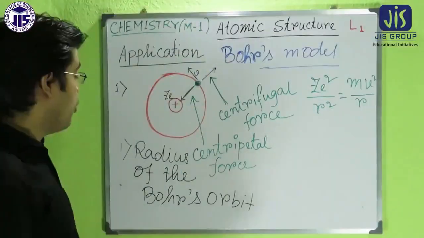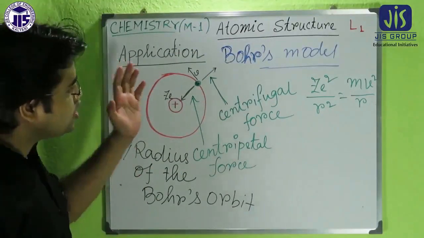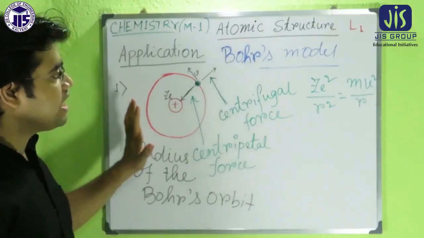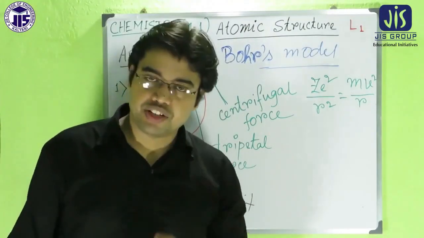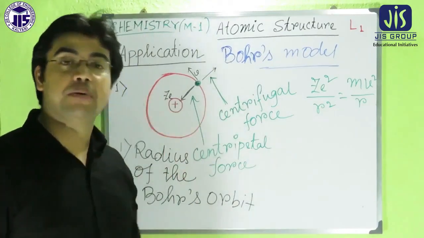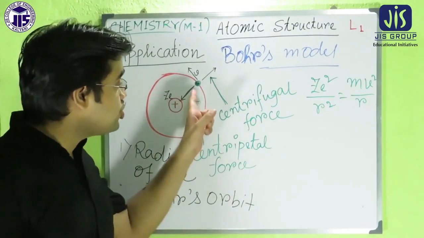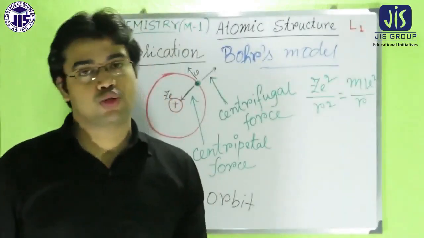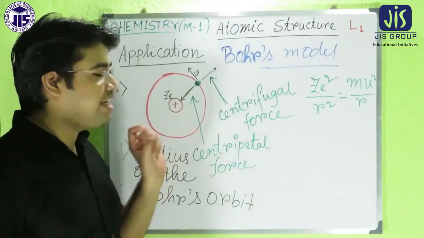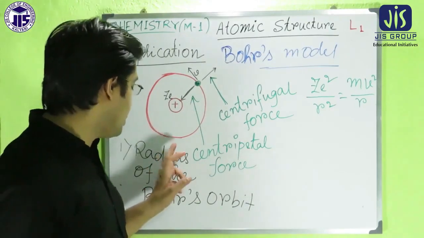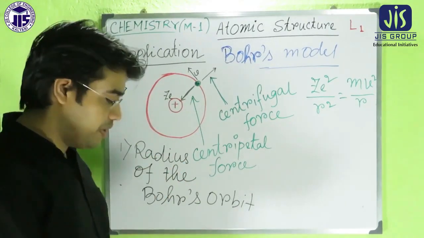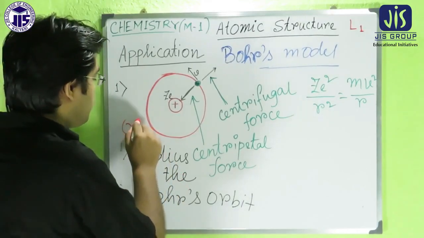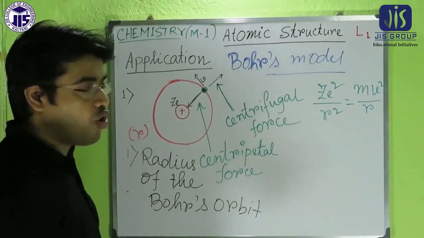First of all, we'll discuss the application of Bohr's model. You know that from Bohr's model we can calculate some parameters like the radius of the Bohr orbit and the energy of the electrons. Those parameters we can calculate from Bohr's model. So first of all, the radius. How can we calculate the radius of the Bohr orbit? Generally we'll take it as r, so r represents the radius of the Bohr orbit.